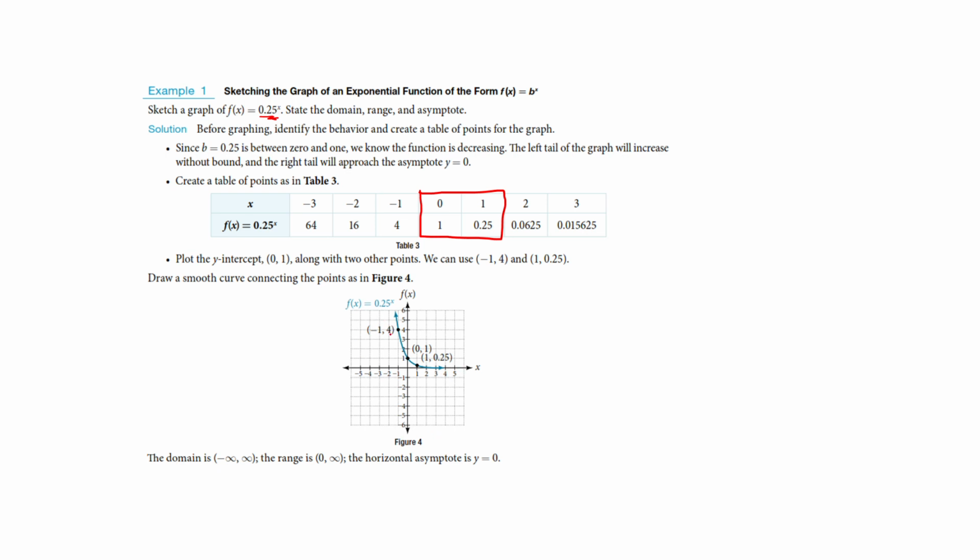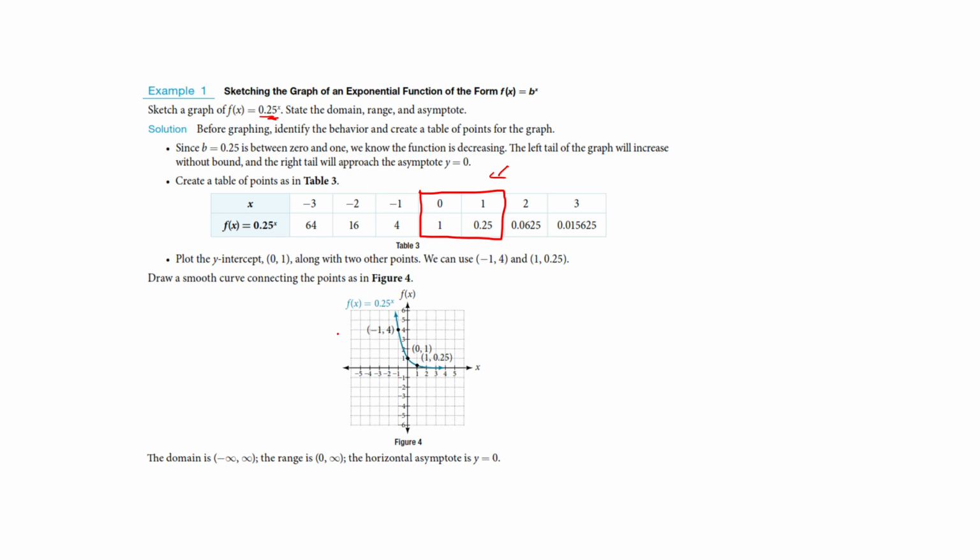It's fine if you wanted to plug in another. They put in -1 and found out it gets 4. But it wouldn't be necessary for me. I would just be asking that you went through those 2 points. I want you to understand those 2 points are on the graph. And I'd want you to know that it's decay here instead of growth.